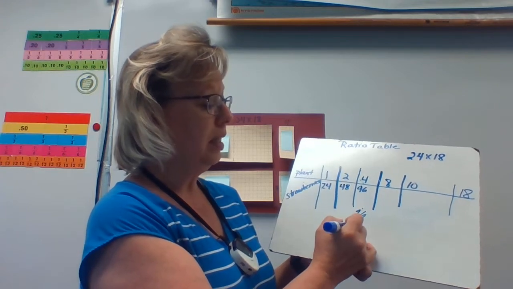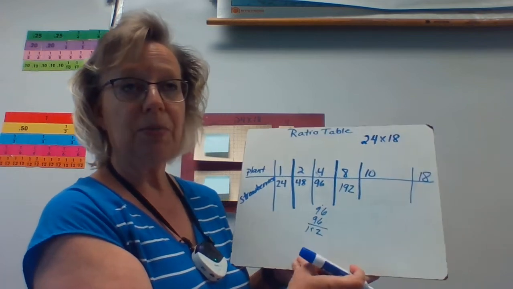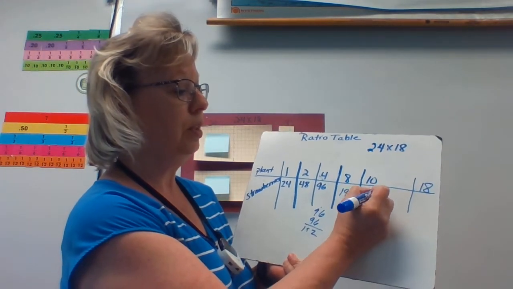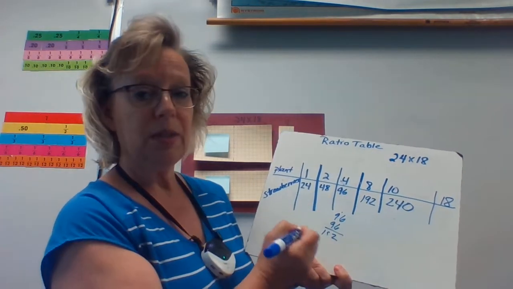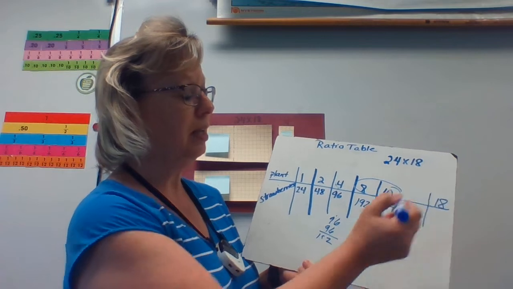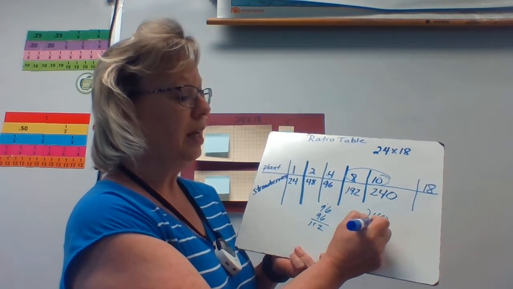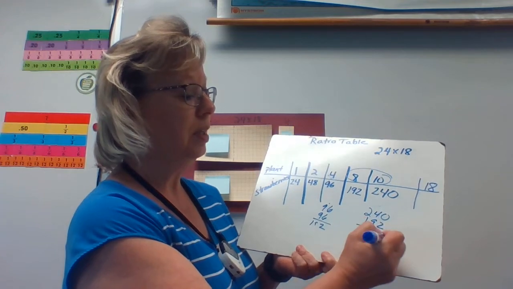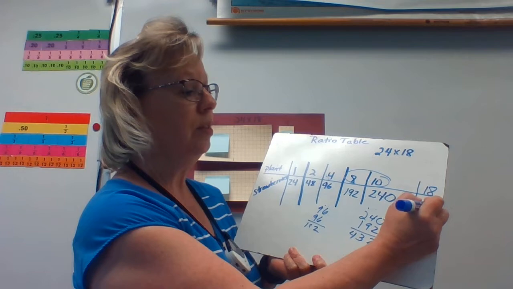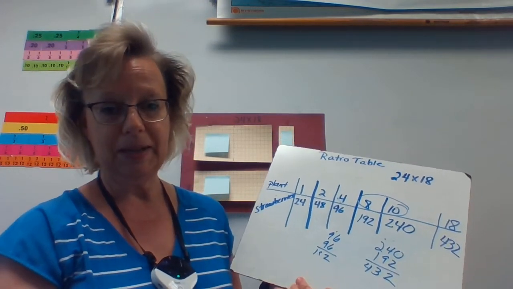would give me 192. And then I get to my multiple of 10. Well, 10 times 24 would be 240. So this is what you did on Monday with a ratio table. So you know that 8 plus 10 would be 18. So 240 plus 192 is about 432 strawberries on those 18 plants.